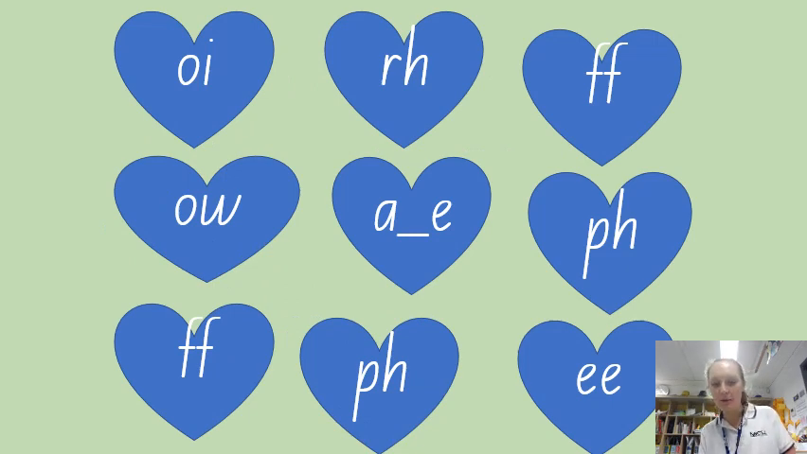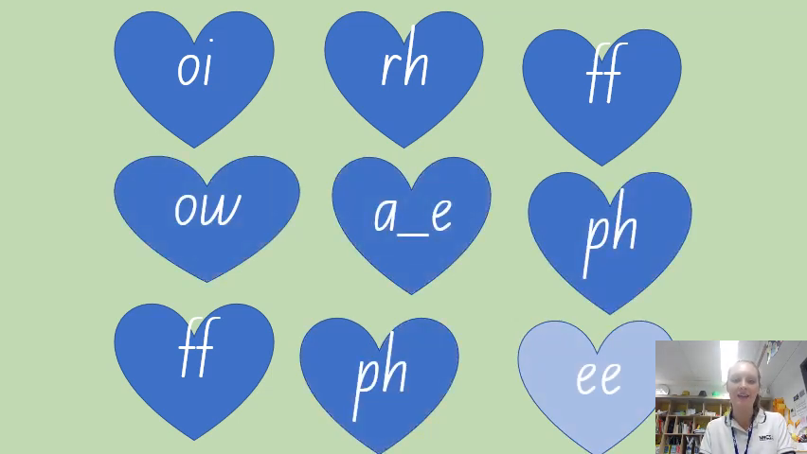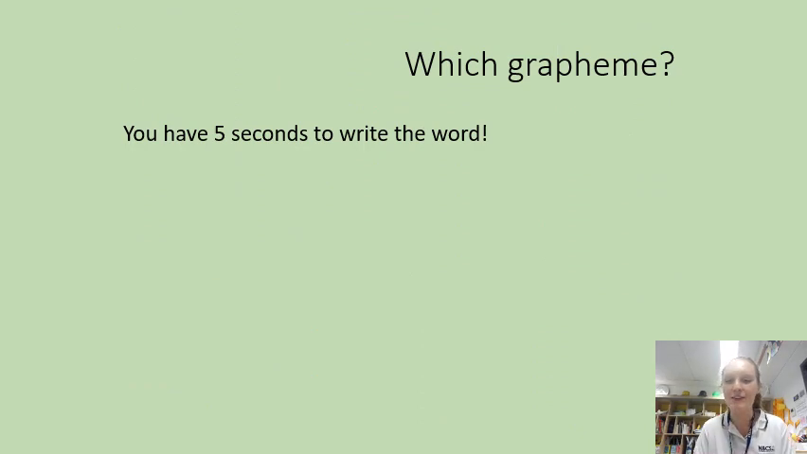All right. When you see the grapheme flash, please can you say the sound it makes, so the phoneme that it makes. All right, so we'll go together. We have O, A, E, Oi, R.